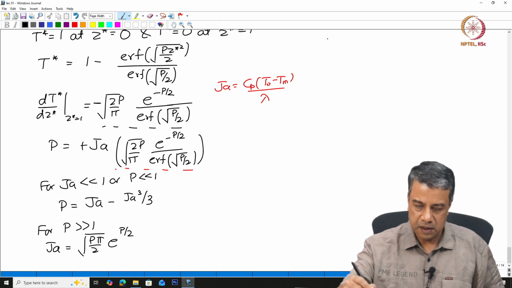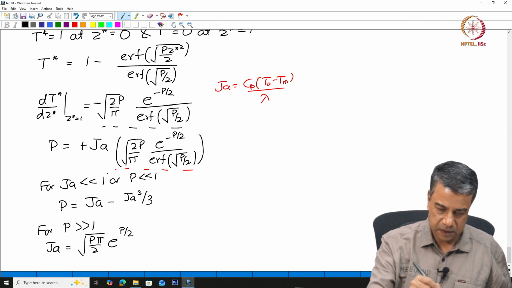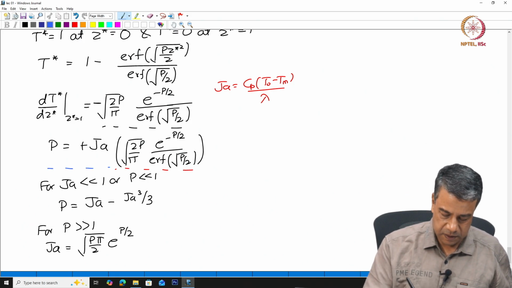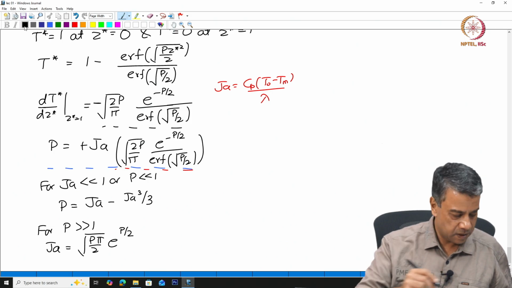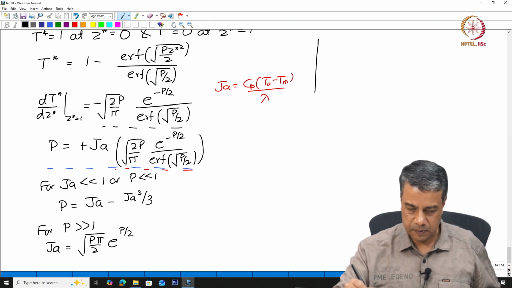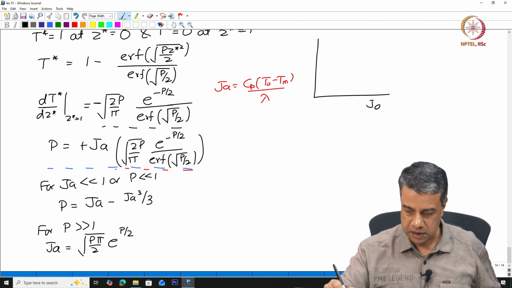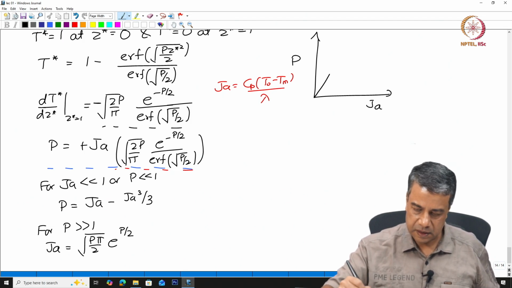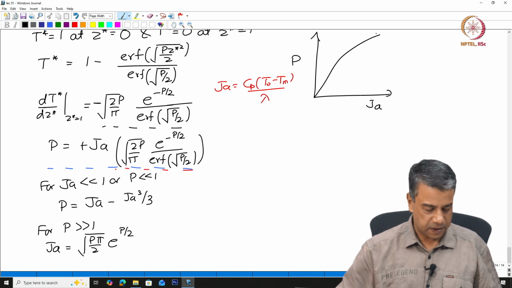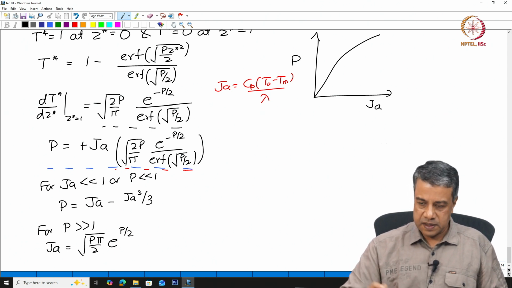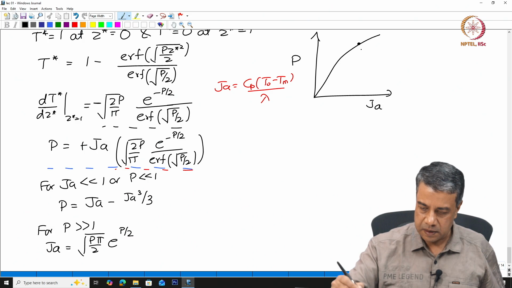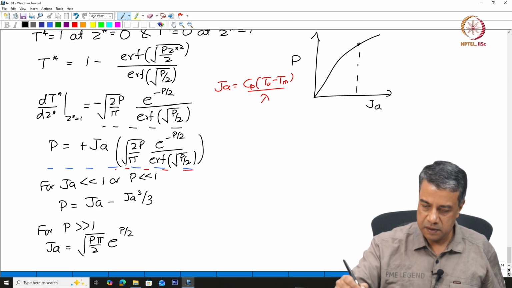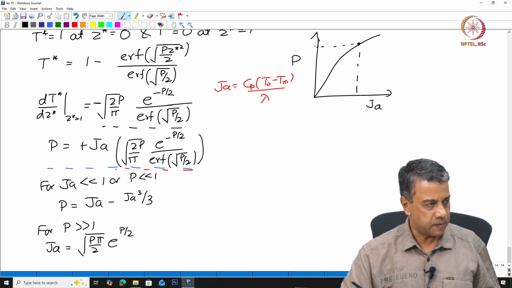And this relationship I can plot as a relation between Jacob number and the Peclet number. So, if I plot Jacob number versus P, I get something that is linear initially and then it tapers off as Jacob number increases. So, given a Jacob number, from this relation I can determine what is P.